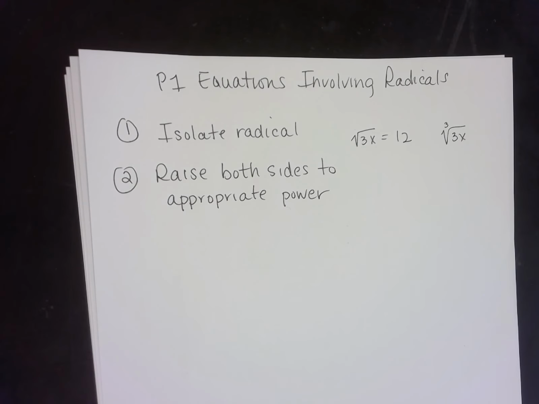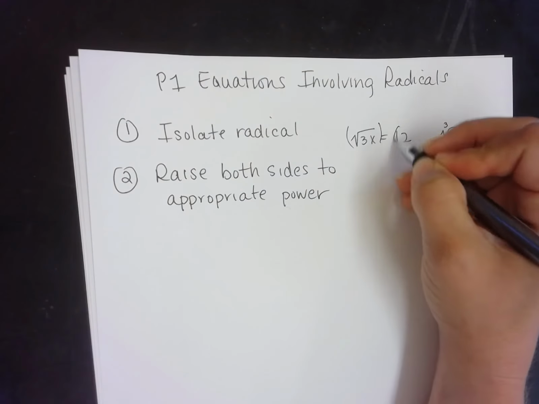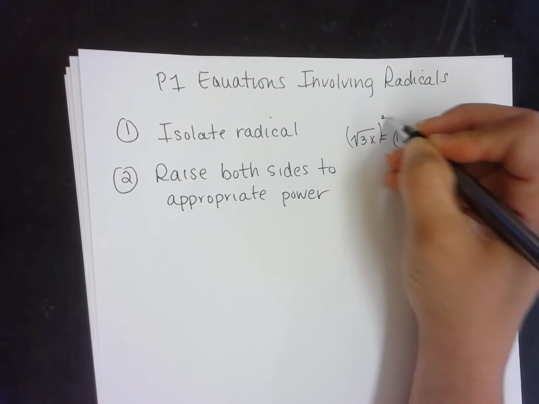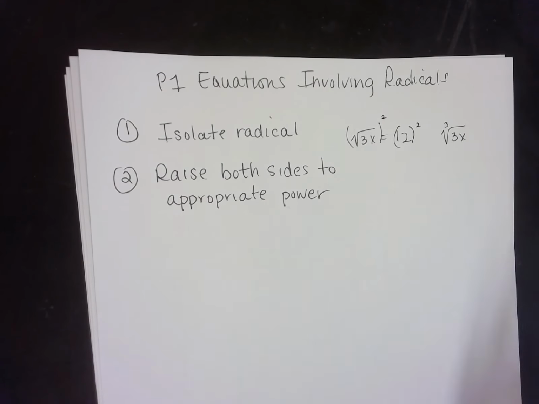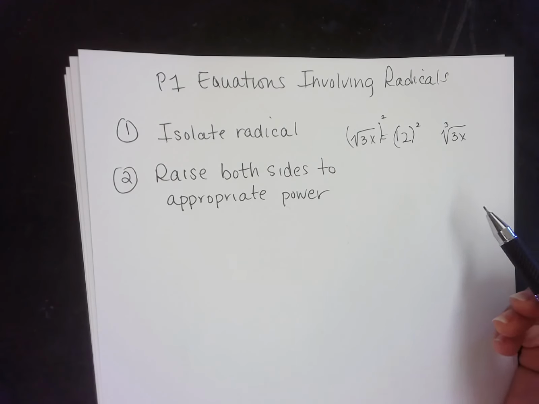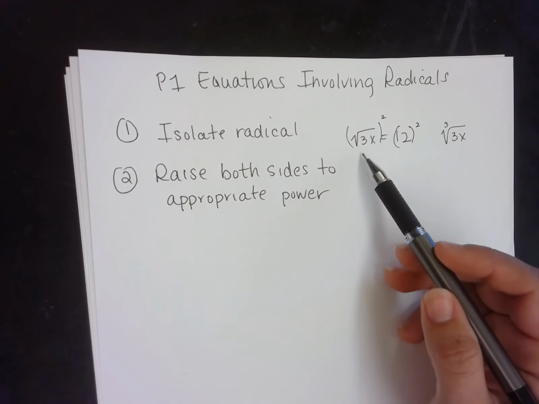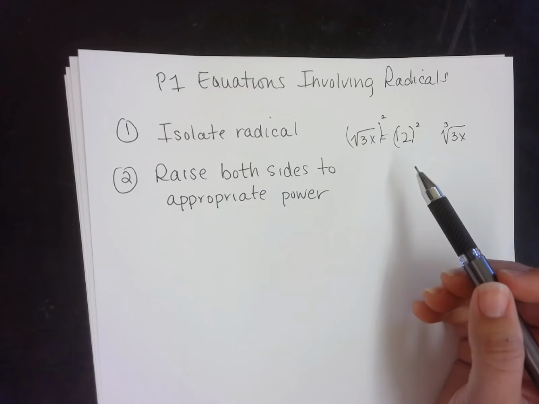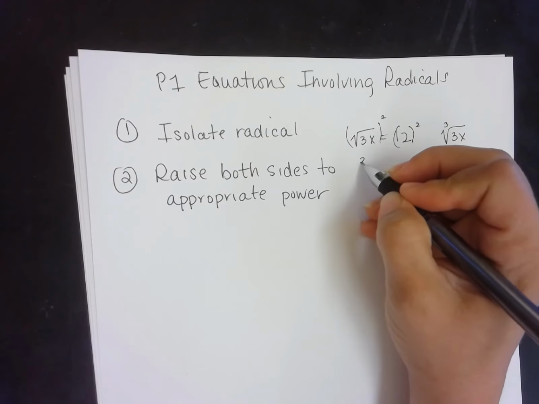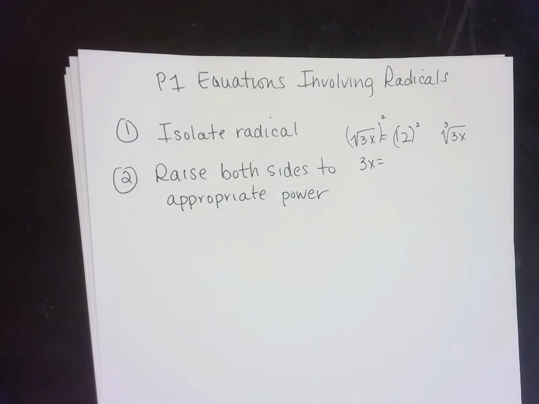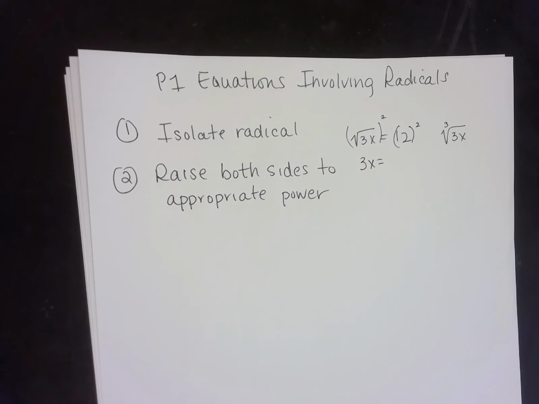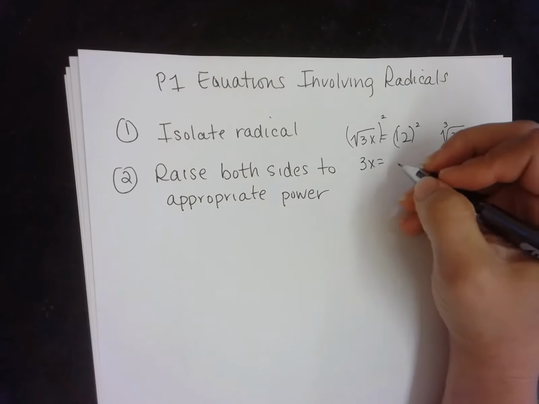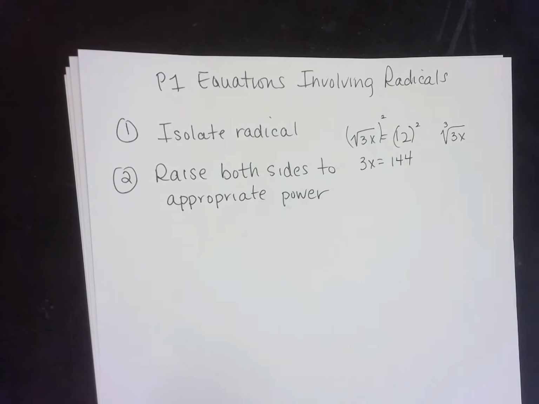And to undo a square root, we square both sides. So that is what we're going to do. If I were undoing the cube root, I would cube both sides, raise it to the third power. On the left-hand side, once I square something that's under the square root, I end up with just that back. So I end up with 3x on the left-hand side, and then 12 squared on the right is 144.